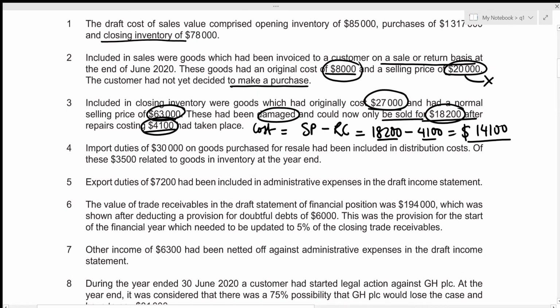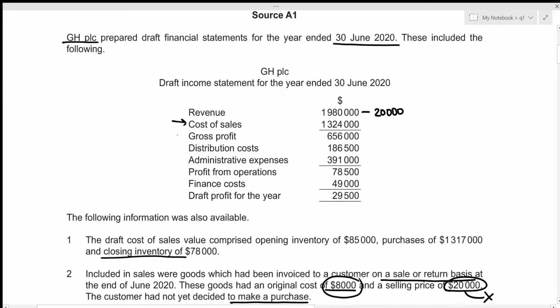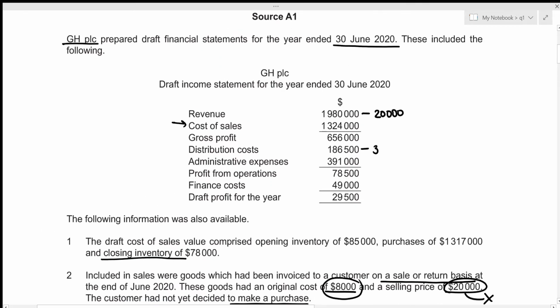For the fourth information, we're told that import duties of 30,000 on goods purchased for resale had been included in distribution cost. But we can see that this import duty does not fall under distribution or selling costs, right? Because this is essentially a cost associated with goods purchased, which means that this can be termed as carriage inwards, which should be included in our cost of goods sold. So it should definitely not be included in the distribution cost. So we just need to subtract this value of 30,000 from our distribution costs. So I'm just going to write it here, minus 30,000.